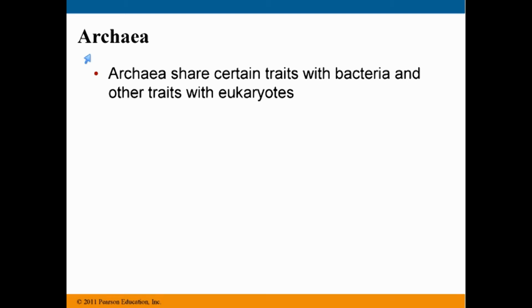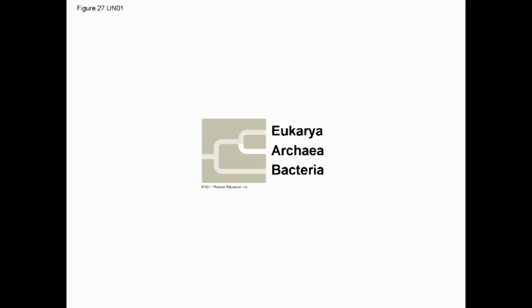The domain Archaea, members of this domain share certain traits with bacteria, but then they share other traits with the eukaryotes. So we've got a problem with this. It's thought that this is our common ancestor and that bacteria became one branch and the other branch ended up diverging into the Eukarya and the Archaea domains.